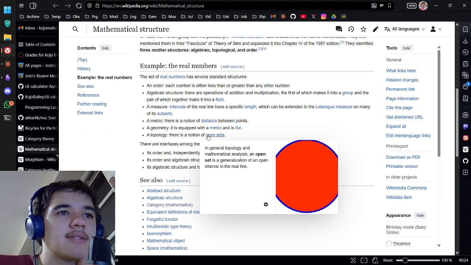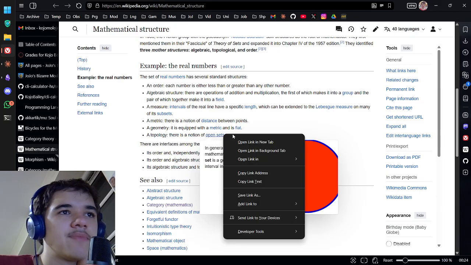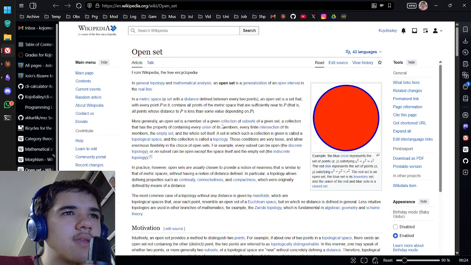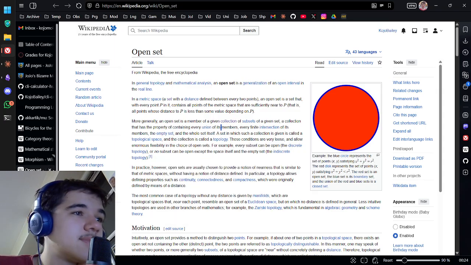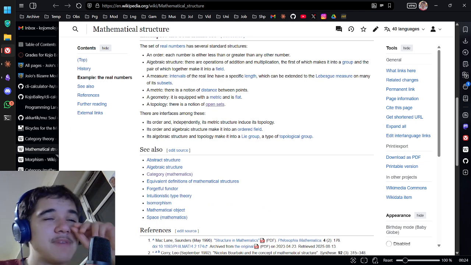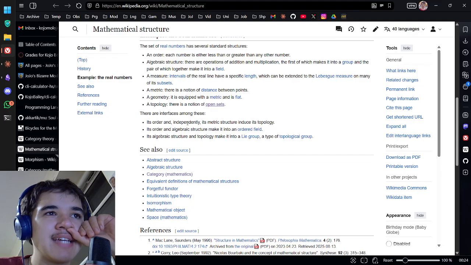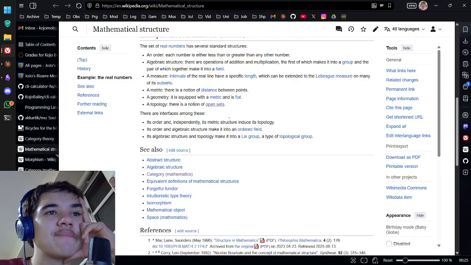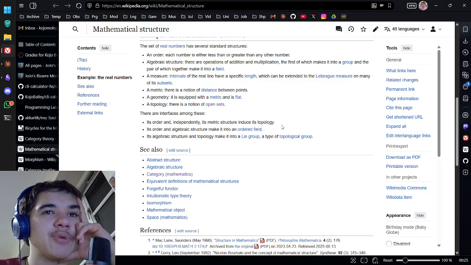Topology. Open sets. I don't know about that one. What's it about? With every point P in it... Okay, nope, never mind. There are also interfaces. Its order and independently its metric structure induce its topology. Okay, clearly I need to look into topology at some point.